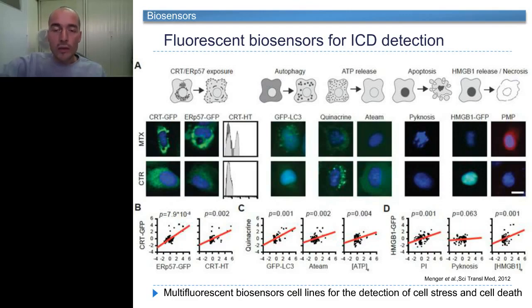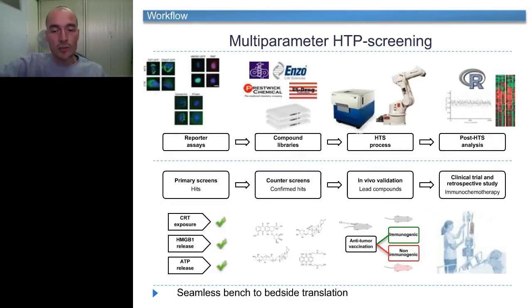We then correlated the release of HMGB1 with the uptake of an inclusion dye. So we correlated HMGB1 release with the permeabilization of the plasma membrane. And as you can see, most of these morphological phenotypes nicely correlated with each other when looking at the very small library that we screened for this purpose.